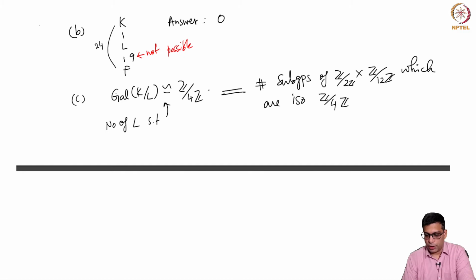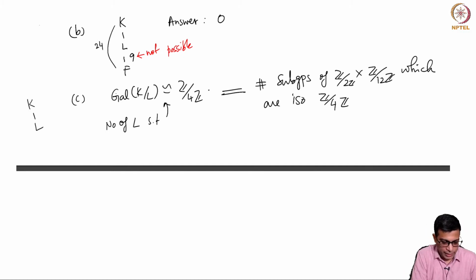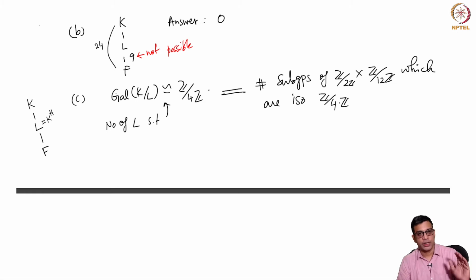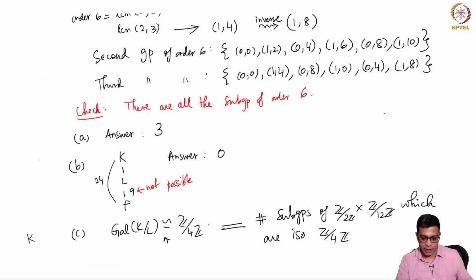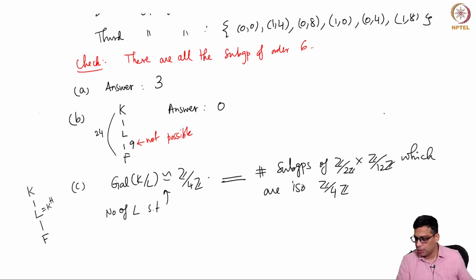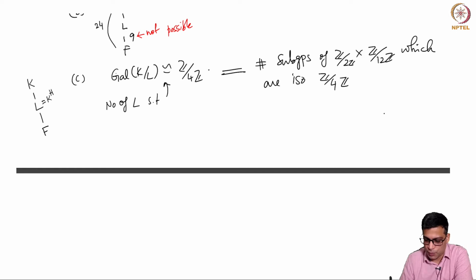Z mod 4Z, right? Because if you have K and L and F, any intermediate field with this property has to be the fixed field of a subgroup H which is isomorphic to Z mod 4Z, and there is a bijective correspondence between all such L and all such subgroups. So how do you find the number of subgroups like this? Exactly as we did in part A. So we found the number of subgroups isomorphic to Z mod 6Z, and here we have to find the number of subgroups which are isomorphic to Z mod 4Z.